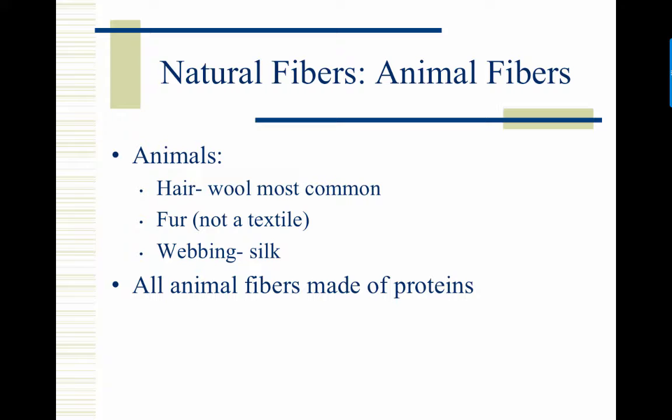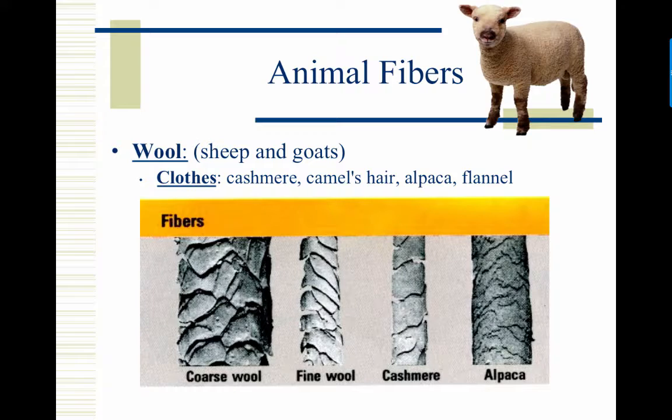Silk comes from the cocoon of a silkworm, and it's a type of webbing, kind of like a spider web. We'll talk a little more about that soon. All animal fibers are composed of protein, which of course makes sense because animal bodies are composed of proteins. Again, the most common is wool, and wool comes from sheep and goats, and the type of clothing that can be made from it is cashmere, camel's hair, alpaca, and flannel. And the different types of wool can be coarse or a little bit smoother, as you can see in these pictures.